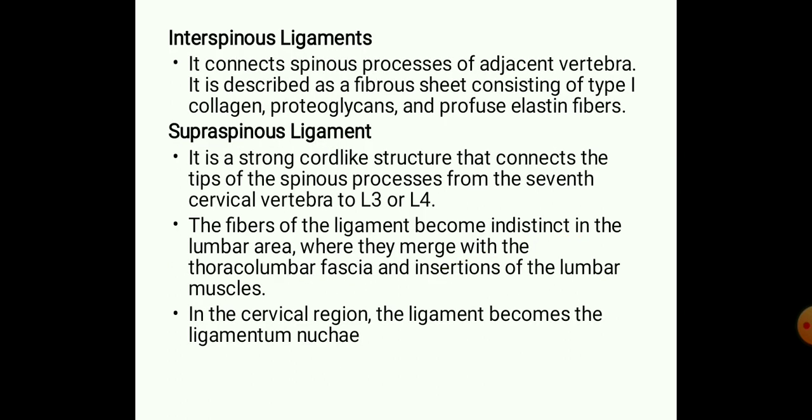Next we have the interspinous ligament. It connects the spinous processes of adjacent vertebrae. It is described as a fibrous sheet consisting of type 1 collagen, proteoglycans and profuse elastin fibers. As the name says, it is interspinous: in between the spinous processes of two vertebrae, we have this interspinous ligament.